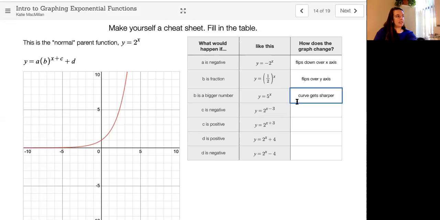Okay, if c is negative, what happens? If c is negative, c, remember, moves left and right. So if c is negative, do we move to the left side or do we move to the right side? Yeah, it moves to the right. And I'm going to use a math word here: shift to the right. So then what's the opposite of that if we have a positive number?